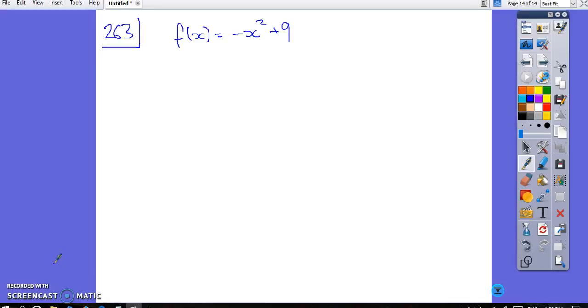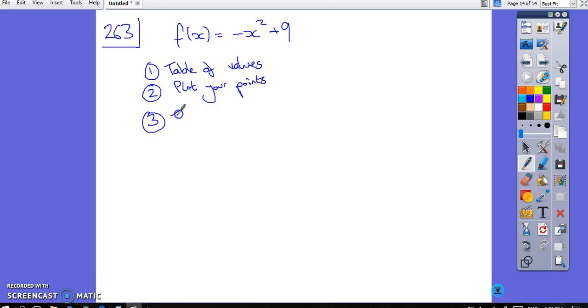Okay, so we have our final question 263, and here we have our equation of our function f of x is equal to minus x squared plus 9. The first job that you have to do is to draw your function. So I'm hopeful that what you've done is first of all construct a table of values. Then you've drawn a set of axes and you've plotted your points. And then you've joined them together with a smooth line.